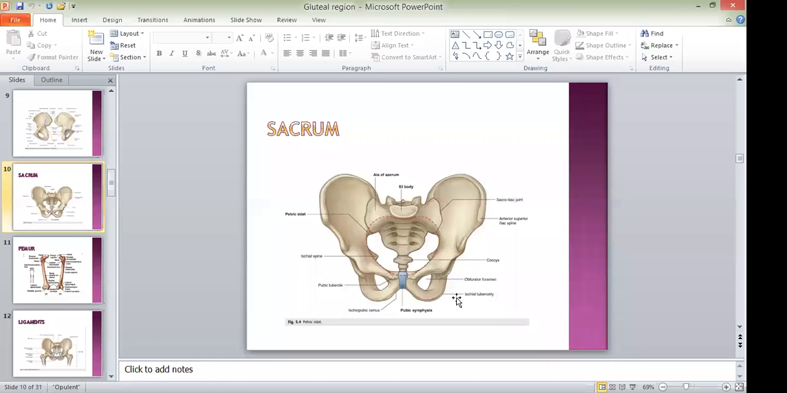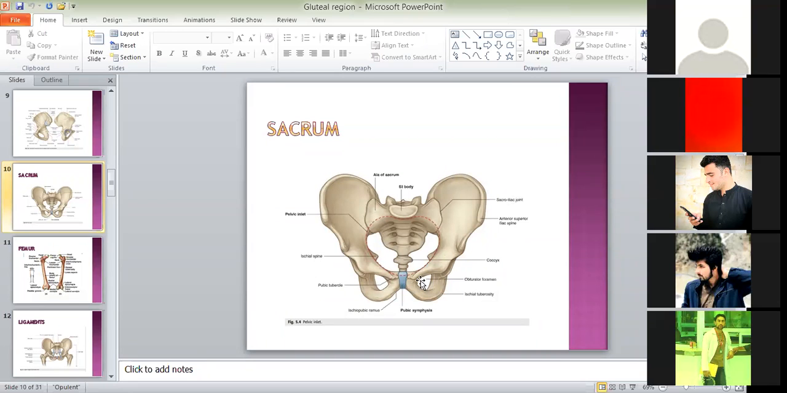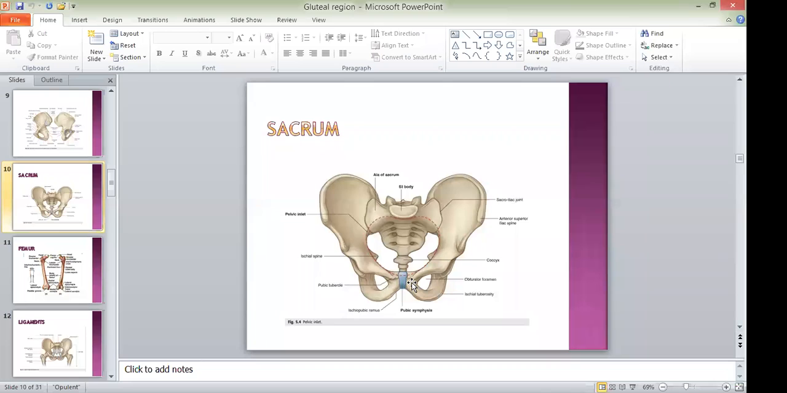Here we have the ischial tuberosity. This is the obturator foramen. You can see here these both are obturator foramen. Clear? This is the coccyx. And this is the anterior superior iliac spine. This is the inferior iliac spine. Clear?